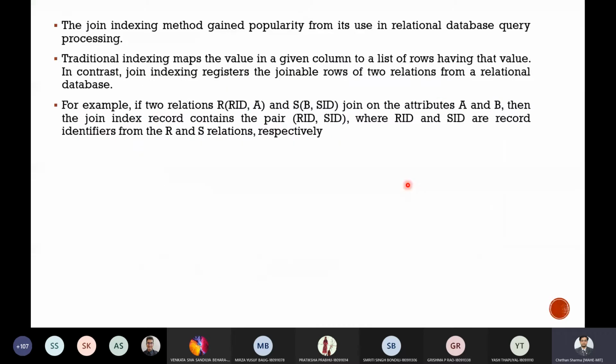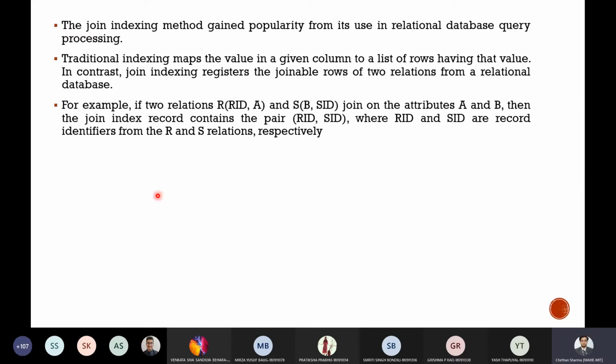Okay. So the second indexing method which we'll be studying is join indexing. This is similar to the join operation which you perform in your normal relational database. In traditional indexing, what the index does is map a given value in a given column to a list of rows having that value. That is the general traditional thing. But in join indexing, you can join rows of two relations from a given database.